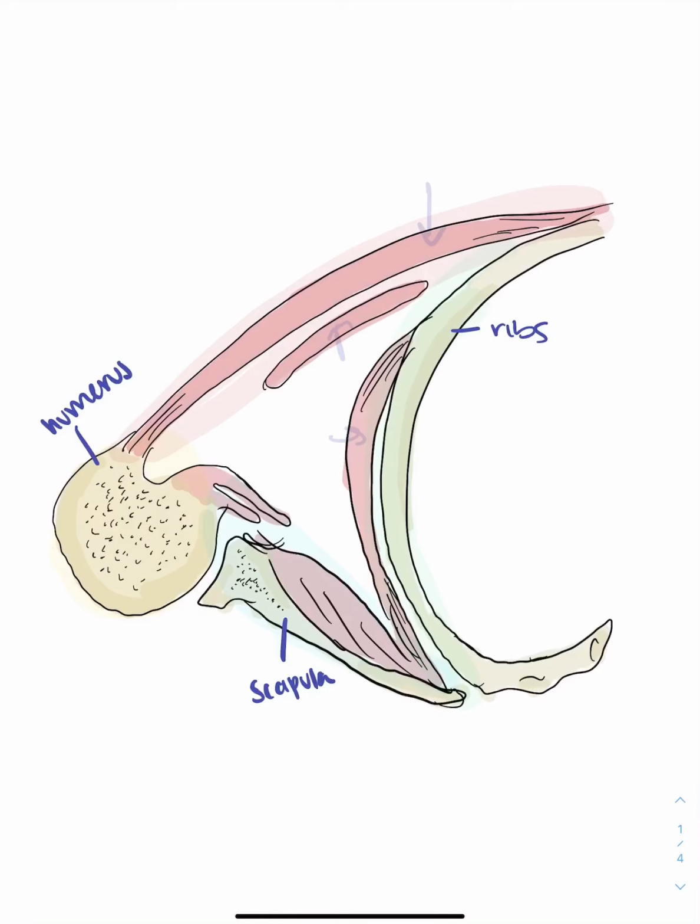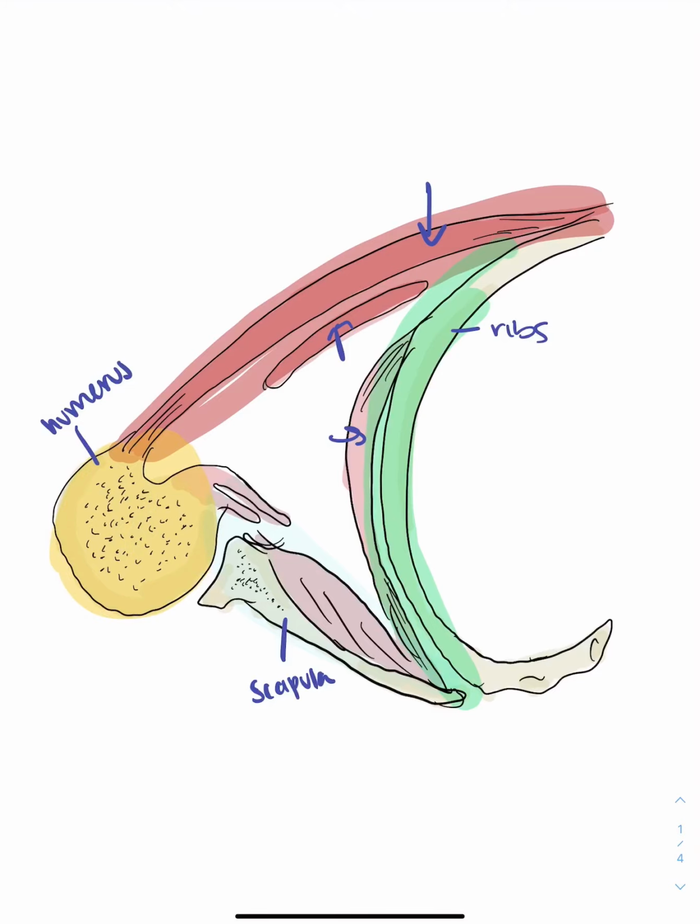To start, let's talk about the structures that form the border of the axilla. So first off, we have the anterior border, shown here in red. This is comprised of the pectoralis major as well as the pectoralis minor. We have the medial wall here along the ribs, which is comprised of the serratus anterior. We have the lateral wall, shown here in yellow, which is essentially made up of the humerus.